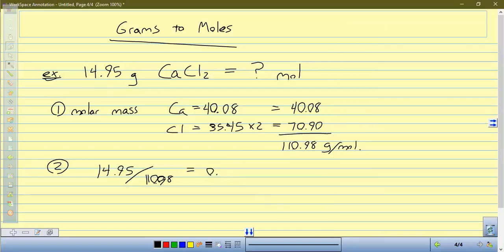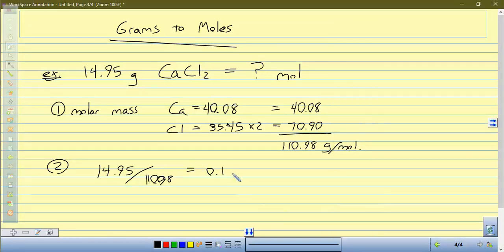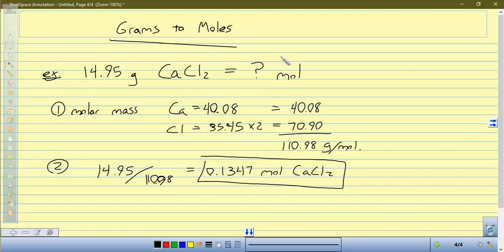So 0.1347. And I'm going to just stop there at 4 significant digits because that's my weak link right here. 1, 2, 3, 4. And I'm trying to figure out how many moles. And that's it. Okay, that was method 1.